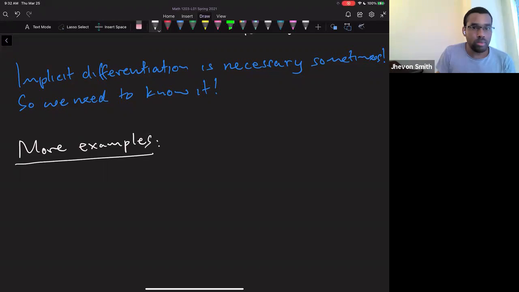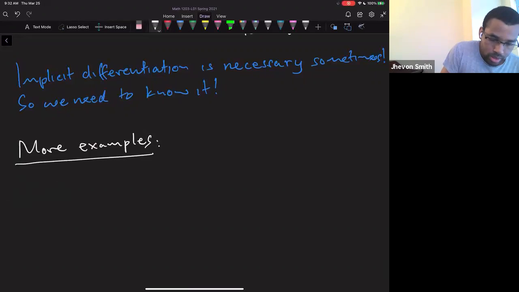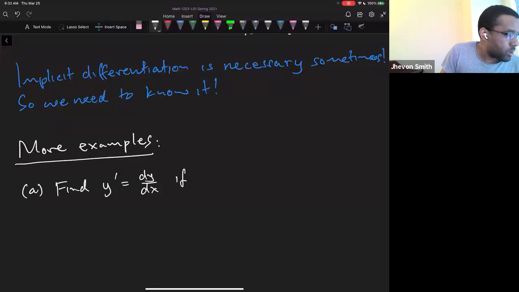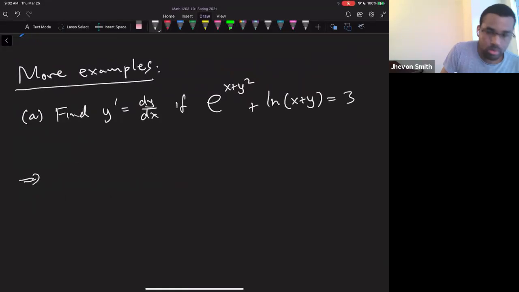More examples. Find y prime equals dy/dx if e to the x plus y squared plus ln of x plus y equals 3. Okay. All right, walk me through this. How do I differentiate e to the x plus y squared?